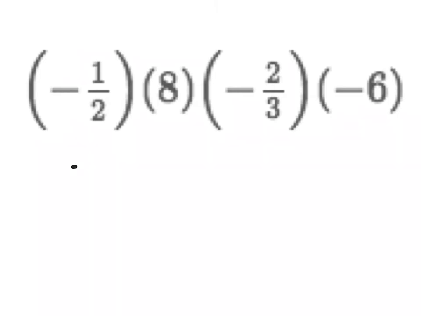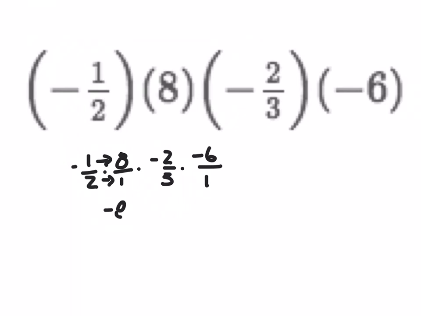I'm going to write negative 1/2 times, and if I rewrite 8 as a fraction, I would write that as 8 over 1. Then negative 2/3, and then negative 6, which is going to be negative 6 over 1. Then I'm just going to multiply across. Negative 1 times 8 gives me negative 8 over 2 times 1, which is 2, and then times negative 2/3 times negative 6 over 1.